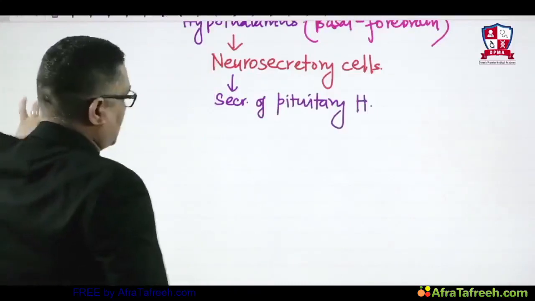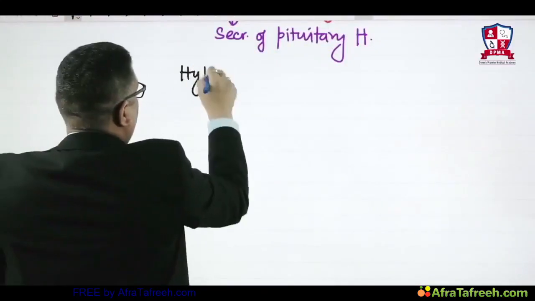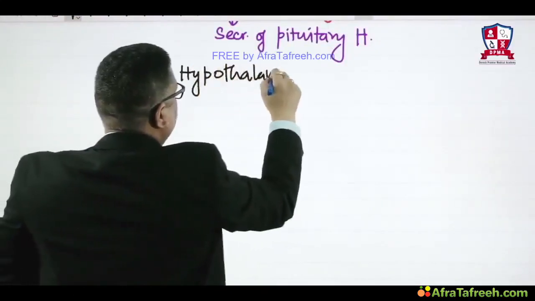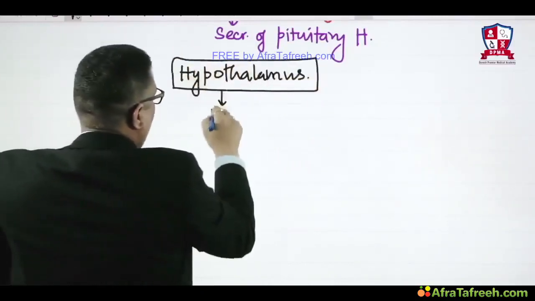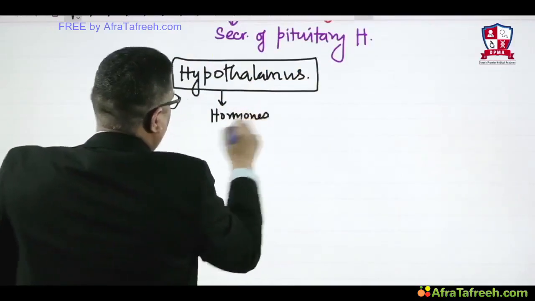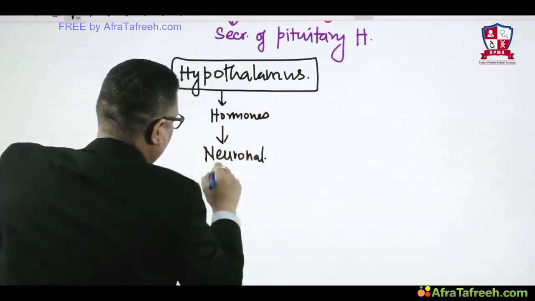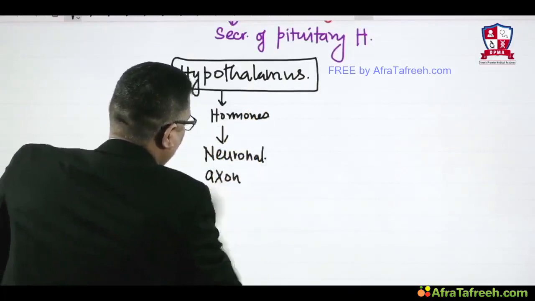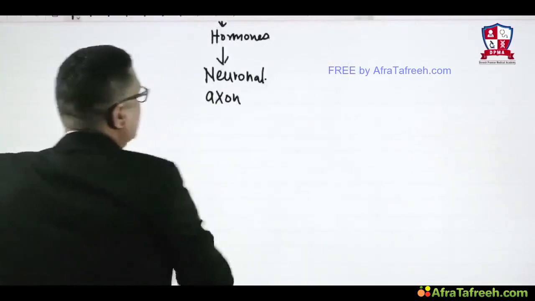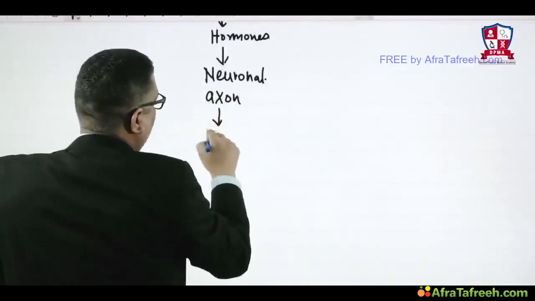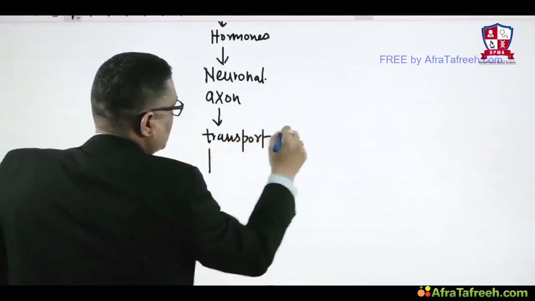Now I will write again so that we can understand. Again I will write hypothalamus here. In the hypothalamus, as I said, neurosecretory cells will be forming hormones. Hormones will be carried through the neuronal axons, right? So the hypothalamic neuronal axon will transport them to the pituitary gland.